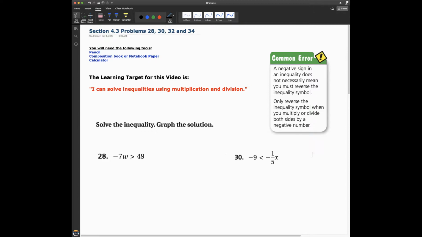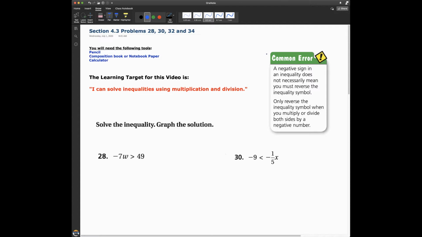We're looking at section 4.3, and got four problems here. You'll need your pencil, composition book, or notebook paper to take notes, and you might need a calculator for some of these problems. The learning target for this video is I can solve inequalities using multiplication and division. And we have solved some problems like this before. These are a little bit different.